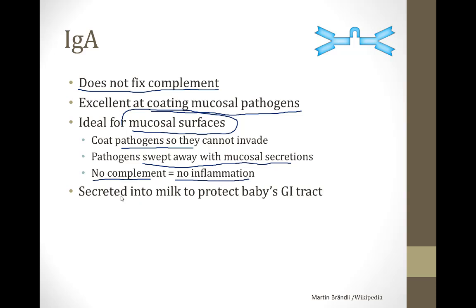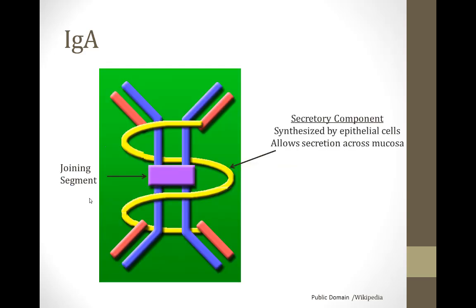It's for this reason that it's secreted into mother's milk so that the baby will consume this and get lots of IgA in its GI tract to protect it from pathogens as a newborn. This is another picture of an IgA molecule. It has a joining segment and then it has this long snake-like secretory component which is synthesized by epithelial cells, and it needs the secretory component attached to it in order to be secreted across the mucosa.